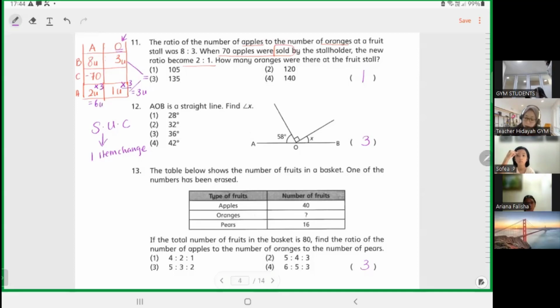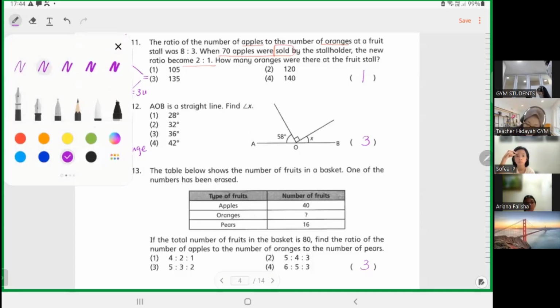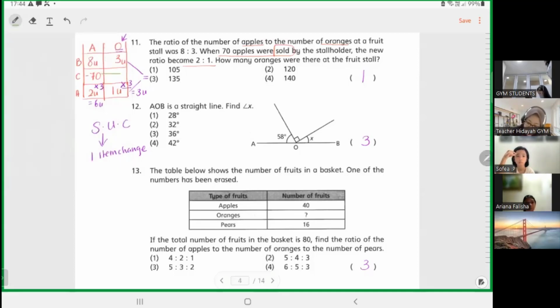Becomes 6 units. Now, can I find out how many units represent my 70? At first, I have 8 units of apples. Then it becomes 6 units of apples. How many units were sold? 8 units minus 6 units equals 2 units. 2 units represent those that were sold. That is 70. 1 unit will be 70 divided by 2, I get 35.